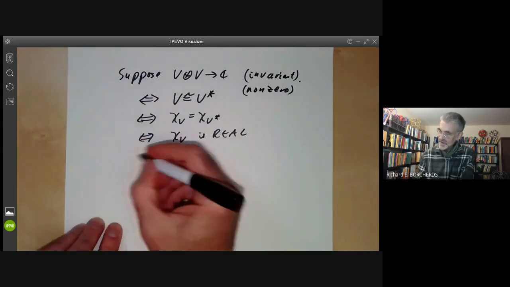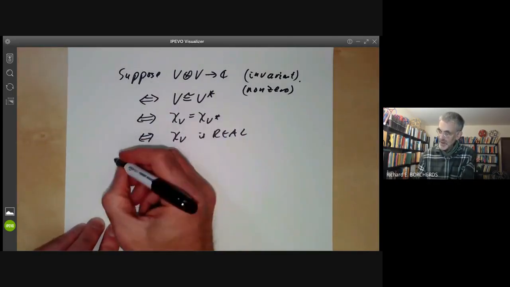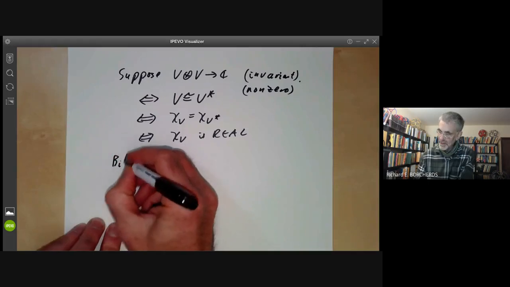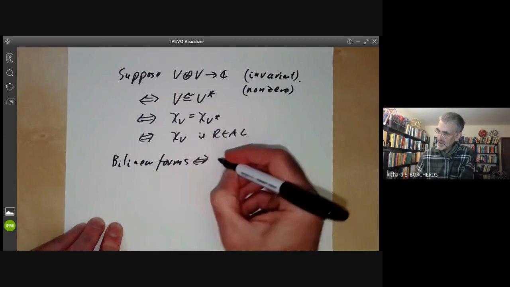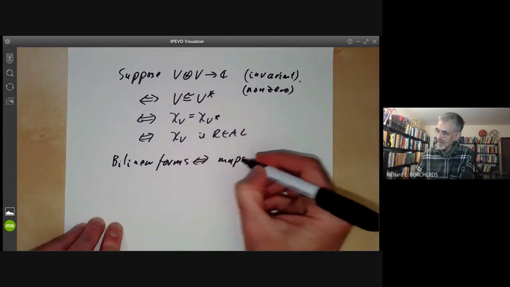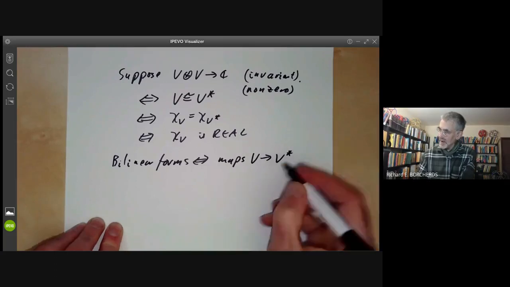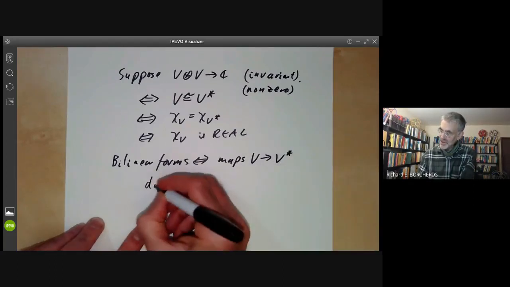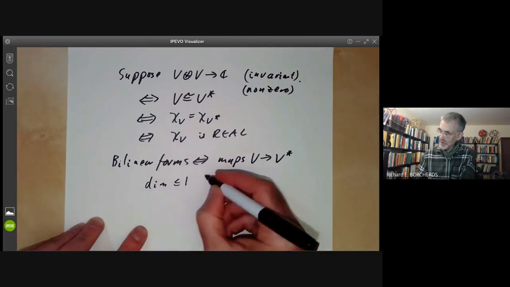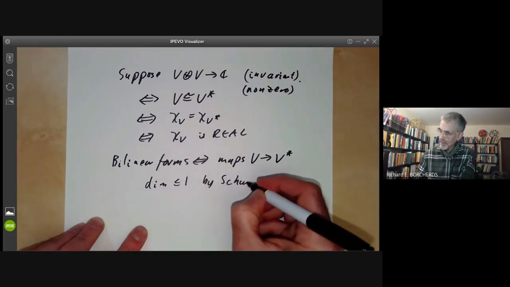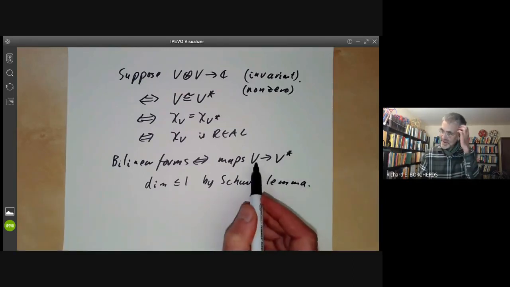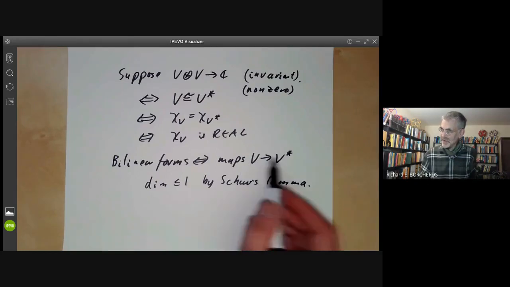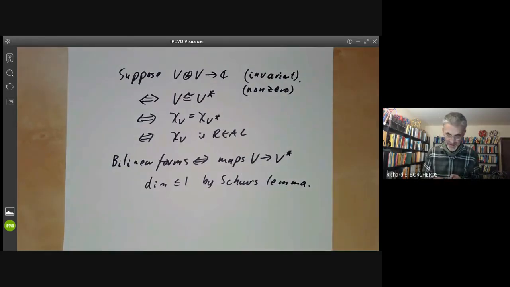What about the dimension of the space of bilinear forms? Well, since bilinear forms correspond to G invariant maps from V to V dual, for V irreducible, the dimension of these must be at most one by Schur's lemma. You remember Schur's lemma says that for complex representations, the maps from V to itself is dimension one, and from V to anything else is dimension zero.